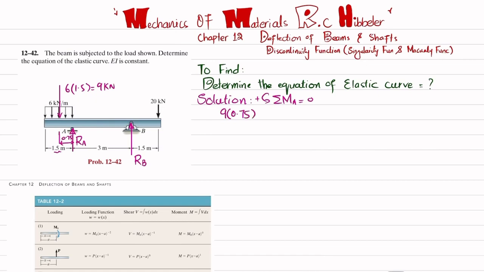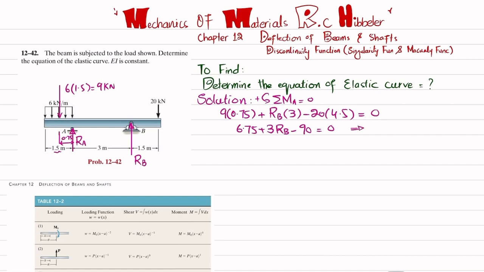The second moment produced at point A is RB into the perpendicular distance 3, and this is producing a counterclockwise moment, so it will also be positive. So plus RB into 3. The last moment is produced by this 20 kilonewton load at a perpendicular distance of 4.5, and this is producing a clockwise moment, so it will be negative. So I will write minus 20 into 4.5, and the sum of all these moments about point A must be equal to 0. So from here you will get 6.75 plus 3 times RB minus 90 is equal to 0.